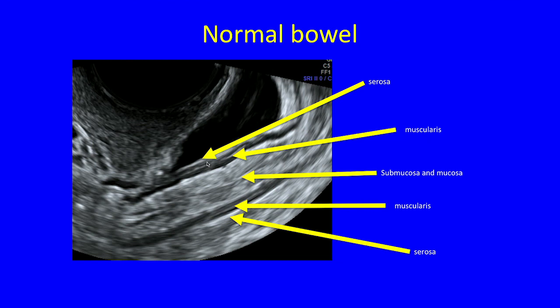What you can see here is this white line is the serosa, then this dark line with a little white line in it is muscularis layer. Then you've got submucosa and mucosa to the center where you might have bowel contents. Then you've got submucosa and mucosa out the other way again, muscularis layer and serosa.